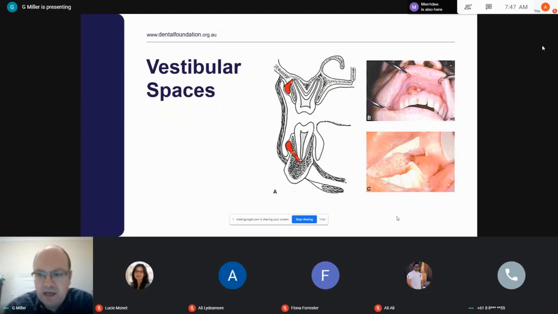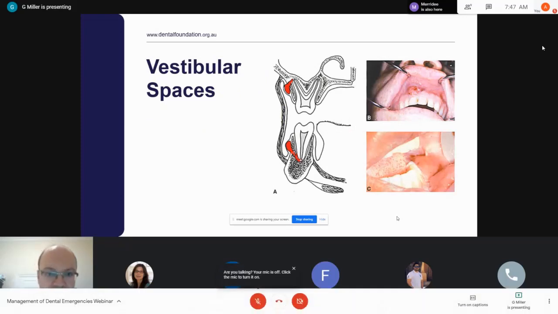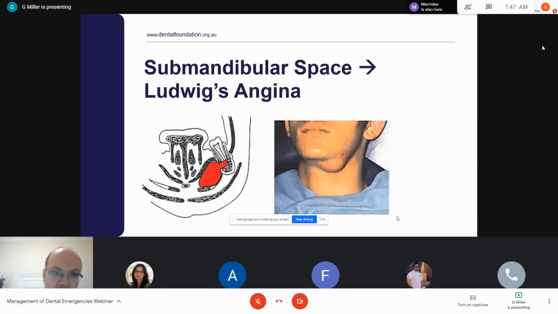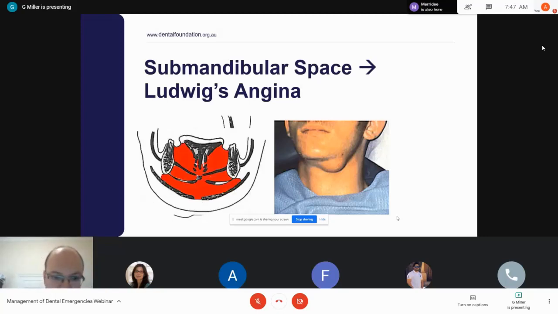Vestibular spaces, and in this case we're demonstrating buccal abscesses which are draining within the vestibule on both a maxillary on the upper right and mandibular case. Submandibular space and Ludwig's angina. Now, the submandibular space is demonstrated here in red. The sublingual space is demonstrated underneath that.